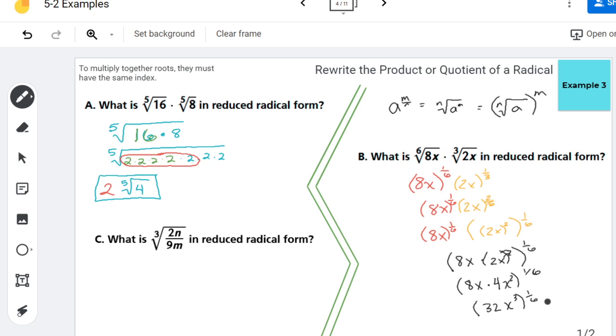Now, remember, you always want to see if you can pull a number out of the radical. Because I'm going to turn this into a radical here in just a moment because it's asking for reduced radical form. But remember, that 32 came from an 8 and a 4. So 8 is 2 times 2 times 2. So there's 3 2's here. And 4 is 2 times 2. So there's 2 2's here.